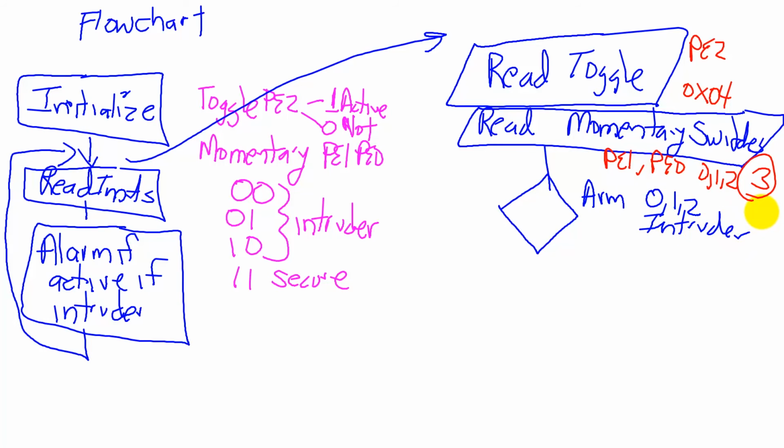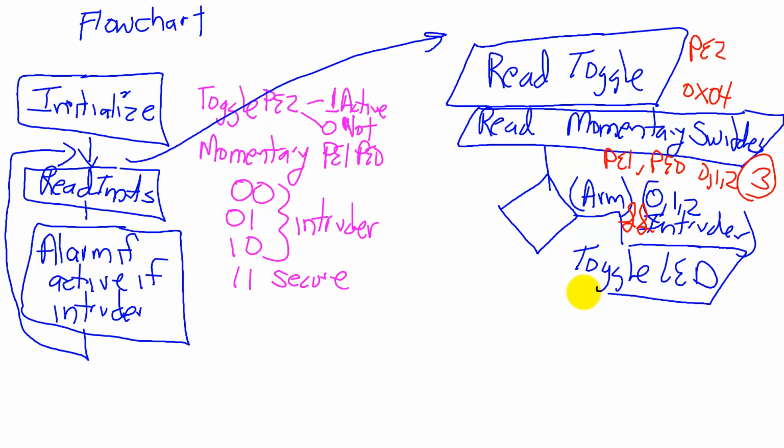That's cause for alarm. And the way we're going to make an alarm happen is we're going to toggle the LED. And so if we look at this condition, this is really two things. It has to be armed, and there has to be an intruder. And that operation is going to be the AND function. Okay?